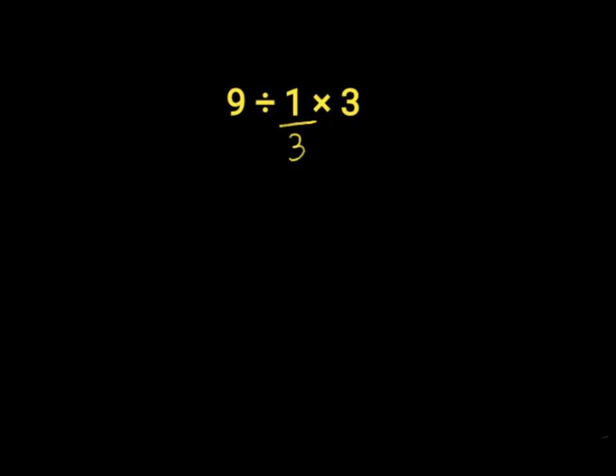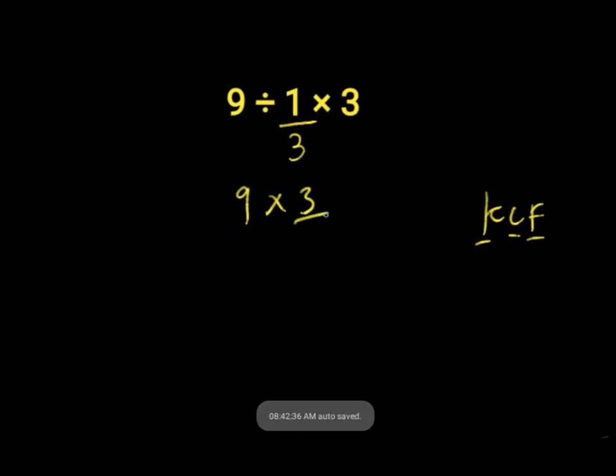First of all, we are going to solve 9 divided by 1 over 3 using the rule of KCF. K stands for keep, C stands for change, and F stands for flip. We are going to keep 9, change division to multiplication, and flip 1 over 3 to 3 over 1, multiply by 3 here. Now we are going to simplify.